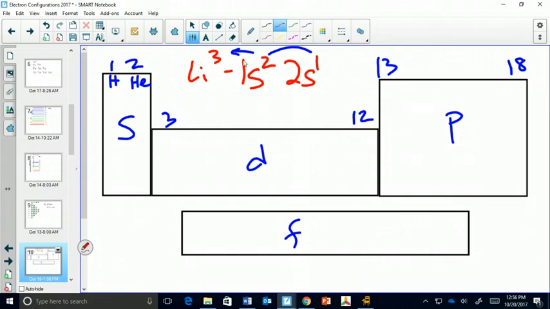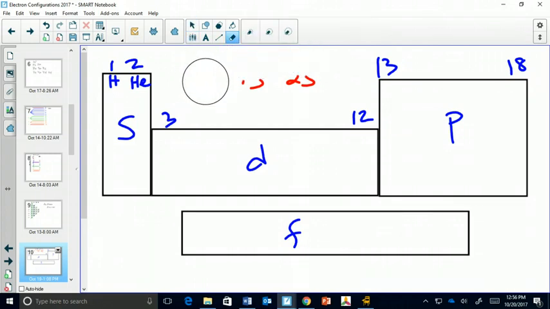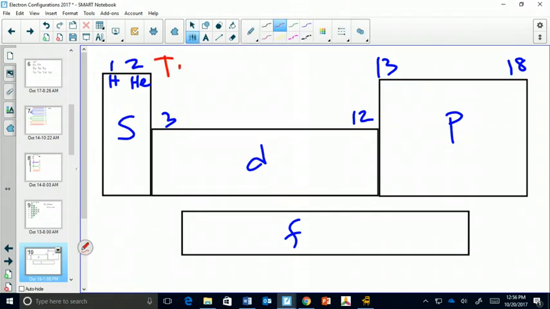I'm going to erase this. Let's pick another one that's a little bit longer here. Okay, let's pick titanium. Someone want to sing the song for us? Titanium, 22, it's bulletproof, right? I love this. Good? Okay, let's start.